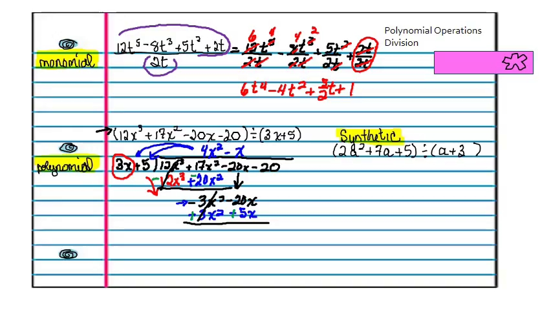Now we're going to do the math. Negative 20 plus the 5 is going to give us a negative 15x. We're going to bring the last guy down, negative 20. And as before, we want to end up with a negative 15x here, so we're going to ask ourselves, what do we multiply to the 3x over here? That is going to give us the negative 15x.